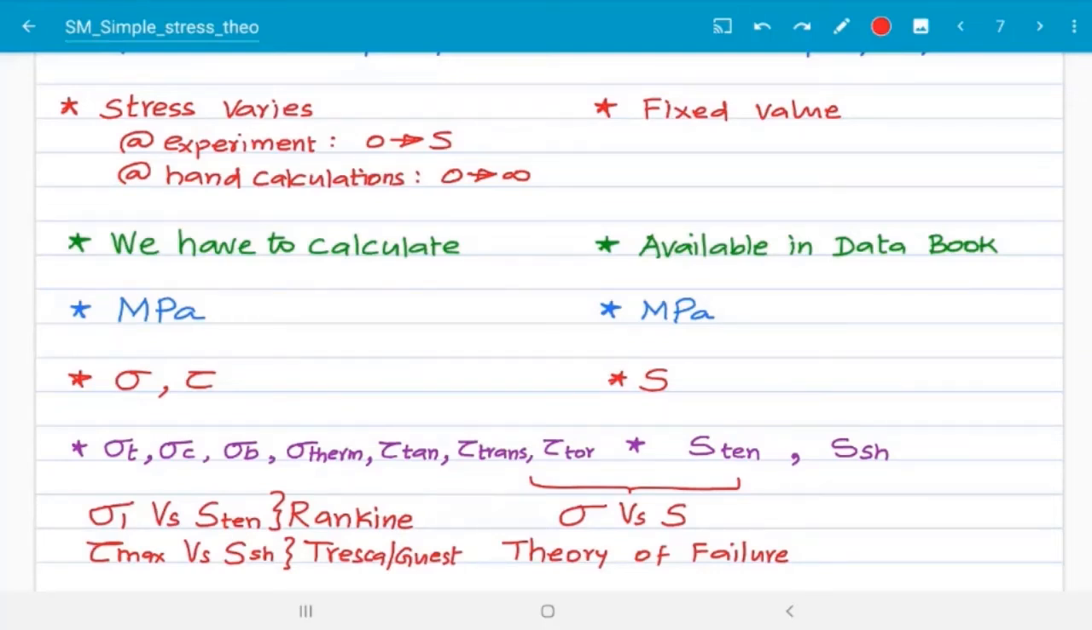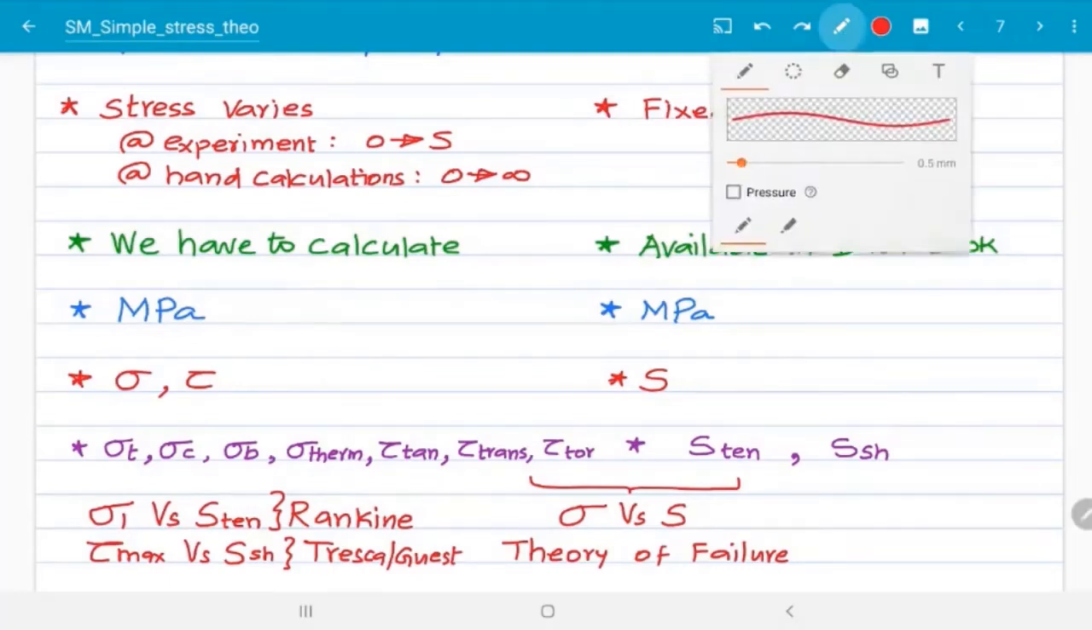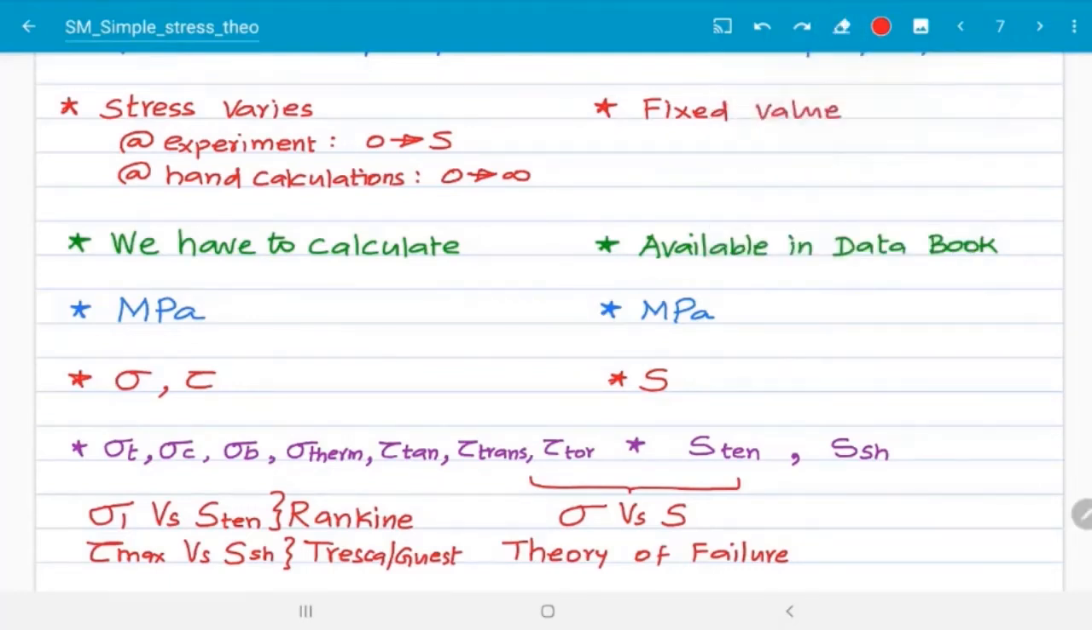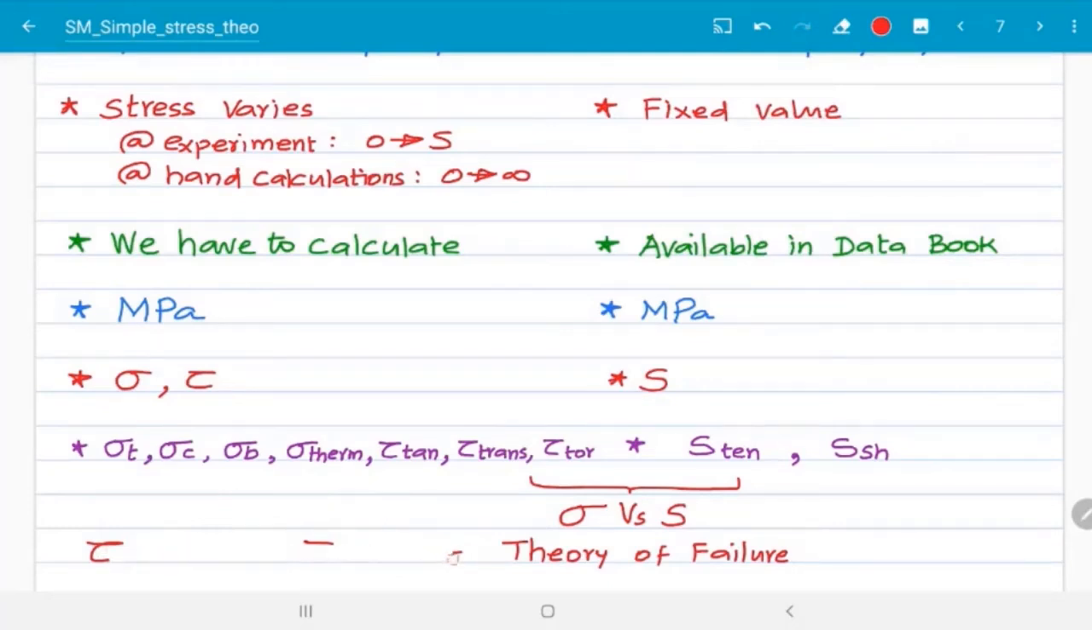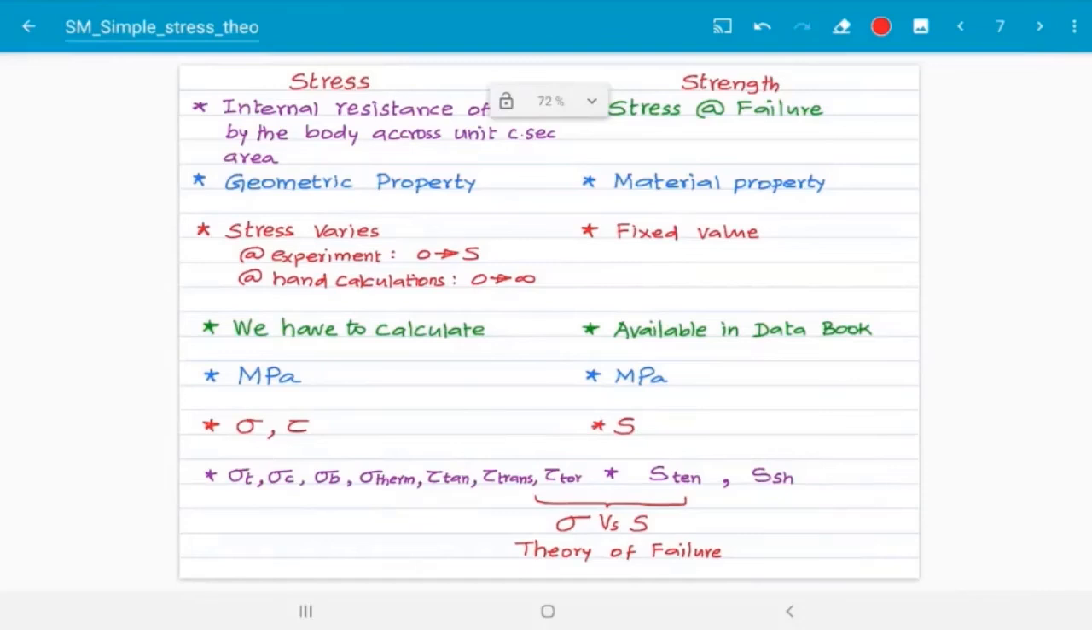These are preliminary informations only. We will discuss the theory of failure in detail, not now. Just basic information we are giving, because while discussing the theory of failure, you should not get shocked. You should feel that you already know the basic introduction about theories of failure. Why we are discussing the theory of failure, sir? What are the data required for theory of failure?